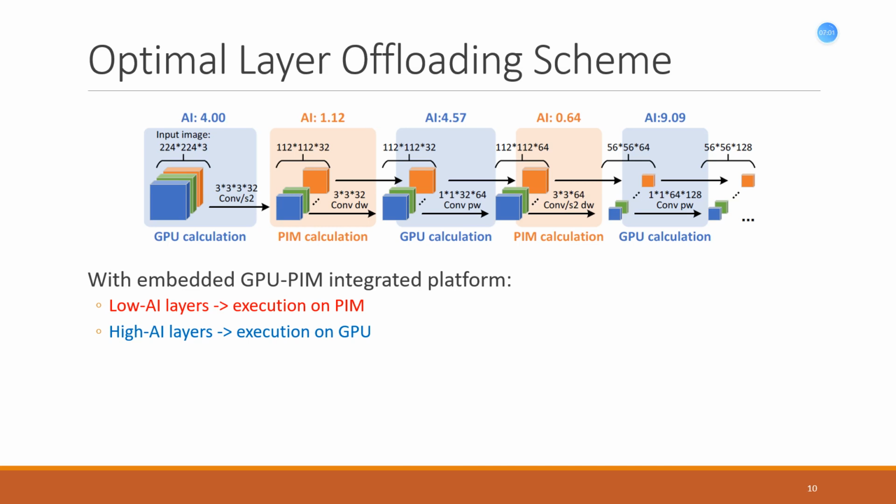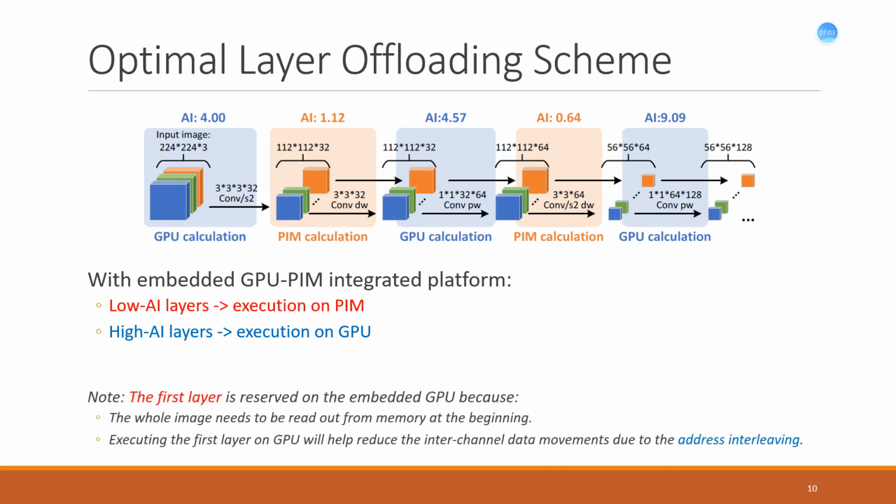performance. Note that the first layer is reserved on the GPU side because the whole image needs to be read out from memory at the beginning. If we execute the first layer on PIM, it will cause many inter-channel data movements due to the memory address interleaving, which harms the PIM performance.